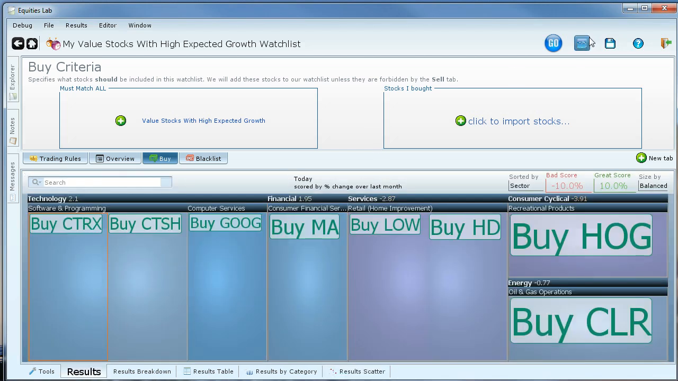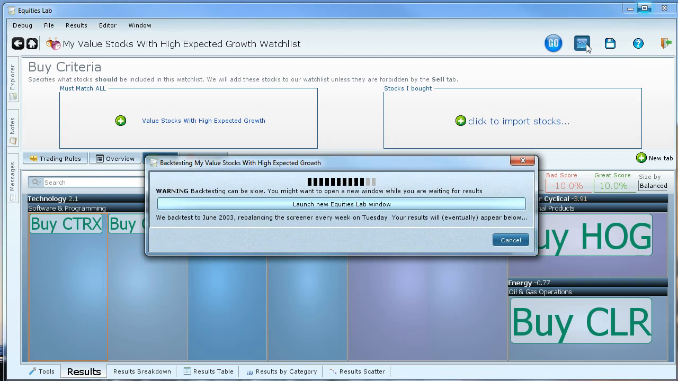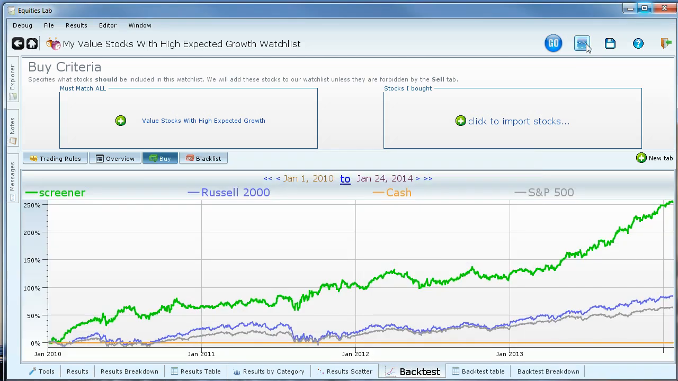So let's backtest this strategy to see how well the value stocks with high expected growth screener has performed in the past. Now notice this beautiful green line. This green line is the portfolio return if you would have bought stocks when they passed the strategy and sold them when they no longer passed, with a weekly rebalance. Now I can change the rebalance to be anything I want, but let's keep it weekly for now.